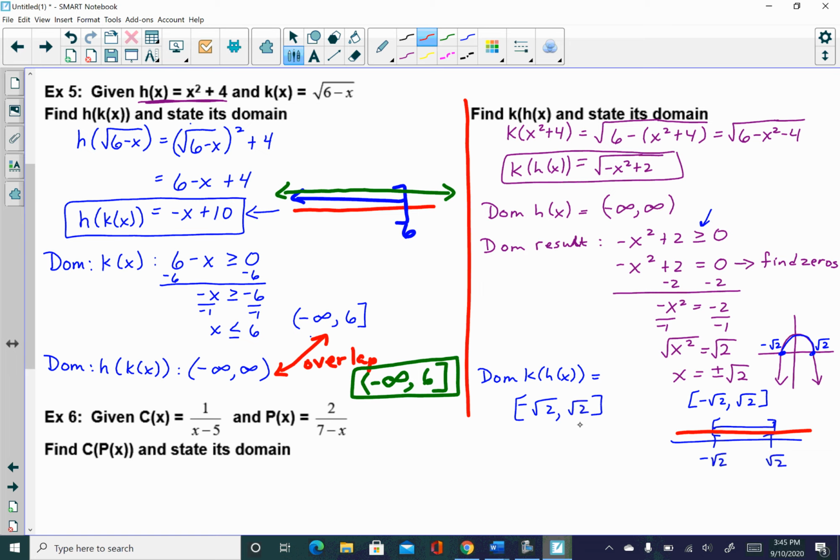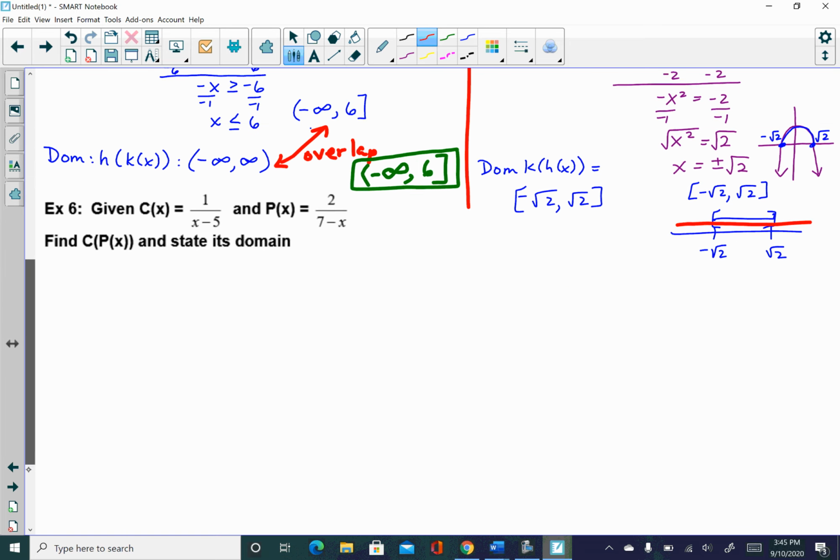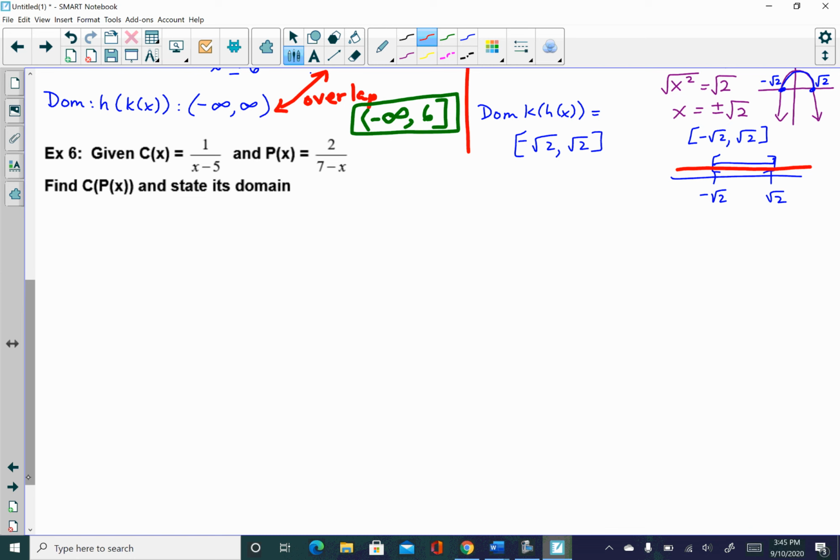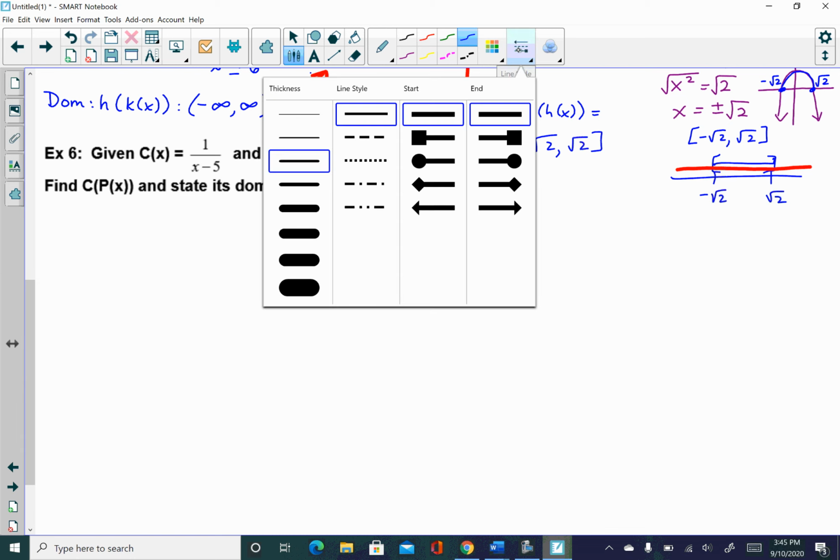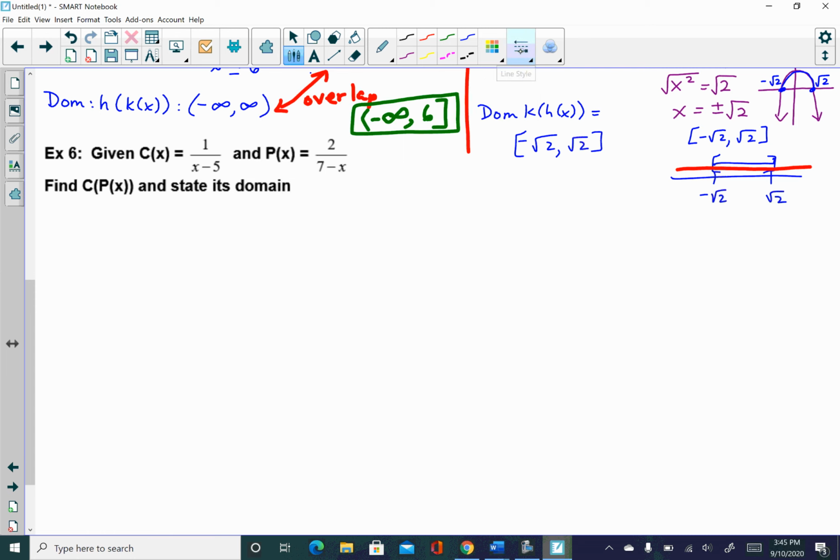Okay. All right, let's look on down here at example 6. Again, you might want to pause the video and try as much as you can on your own first. In example 6, they're giving us a function for c and p, and they want us to find c of p of x and state its domain. Work from the inside out. Replace p of x with 2 over 7 minus x. And then go to your c function. Everywhere you see an x, plug in this 2 over 7 minus x. So I have 1 over the 2 over 7 minus x, minus 5.